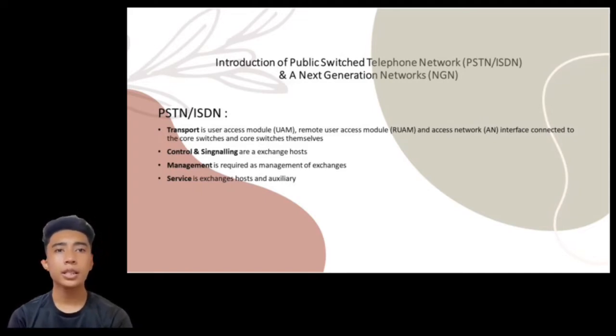Second, control and signaling. Control and signaling are the exchange host. Next, management. Management is required as management of exchange. Last, service. Service is the exchange host of auxiliary.